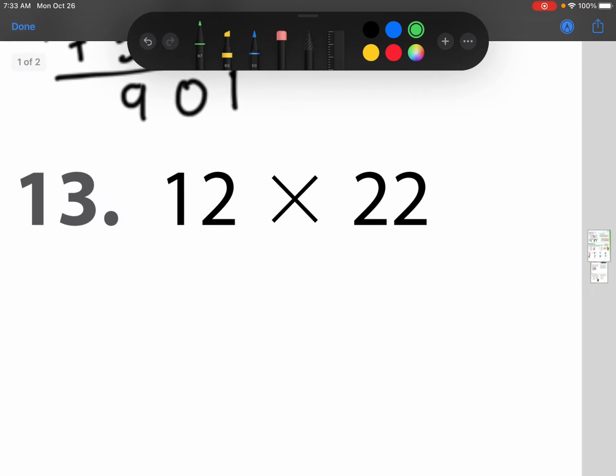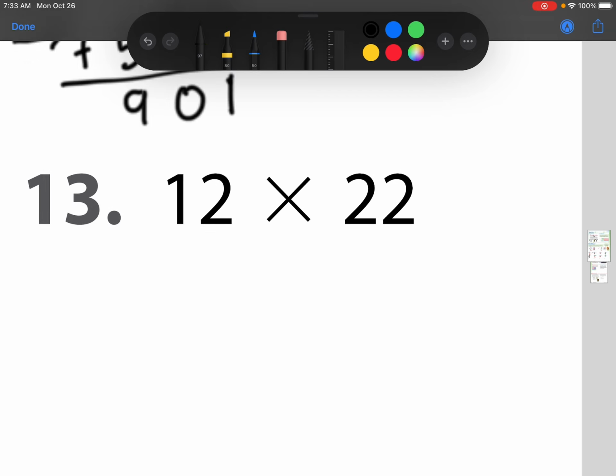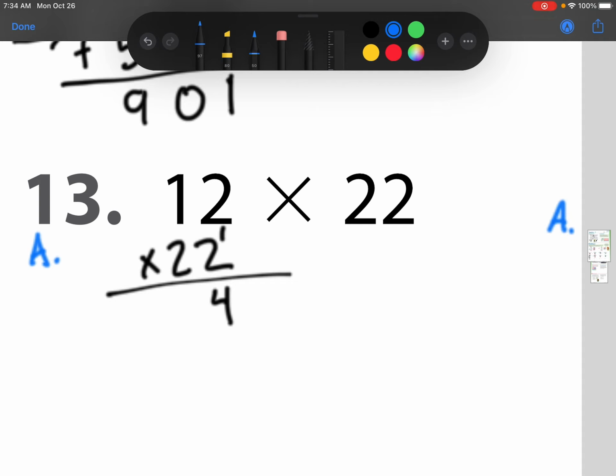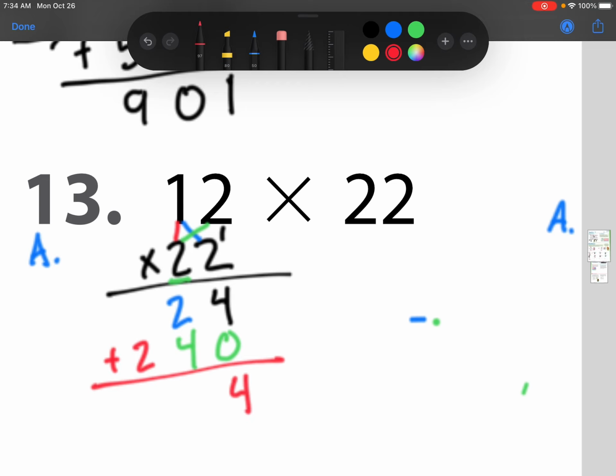And lastly, our last row. We have 12 times 22. Well, 2 times 2 is 4. And I'm going to use the algorithm for this one and the algorithm for this one over here. And then we have 2 times 1 is 2. Put a 0 down because now I'm going to the tens place value. 2 times 2 is 4. And then 2 times 1 is 2. So what do I get when I add them up? I get 264.